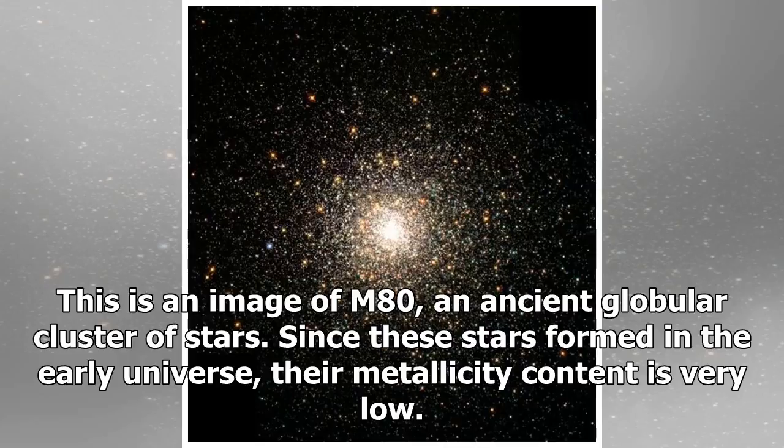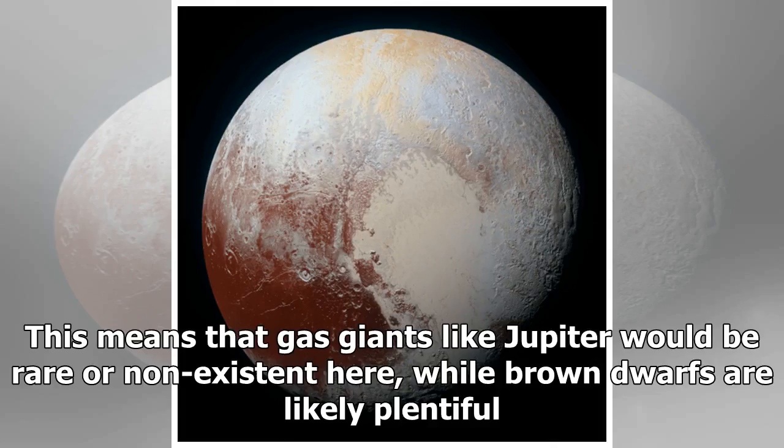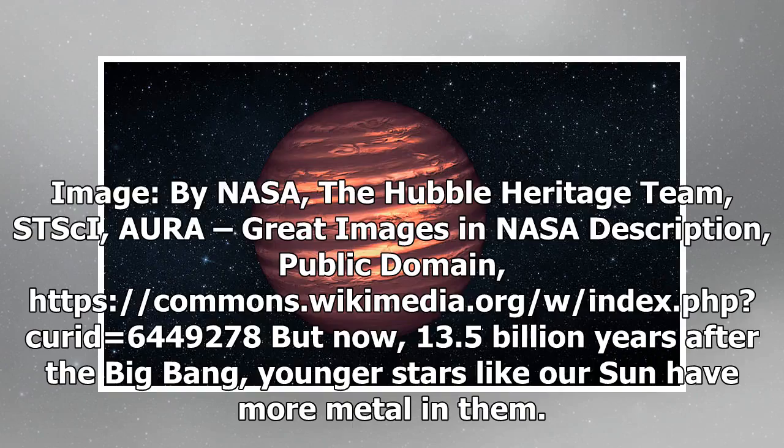This is an image of M80, an ancient globular cluster of stars. Since these stars formed in the early universe, their metallicity content is very low. This means that gas giants like Jupiter would be rare and non-existent here, while brown dwarfs are likely plentiful.